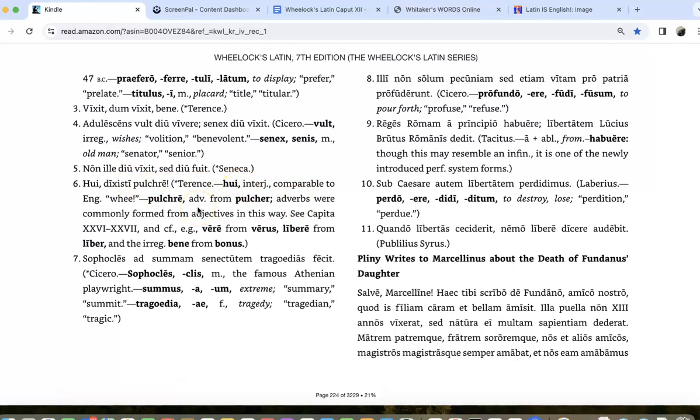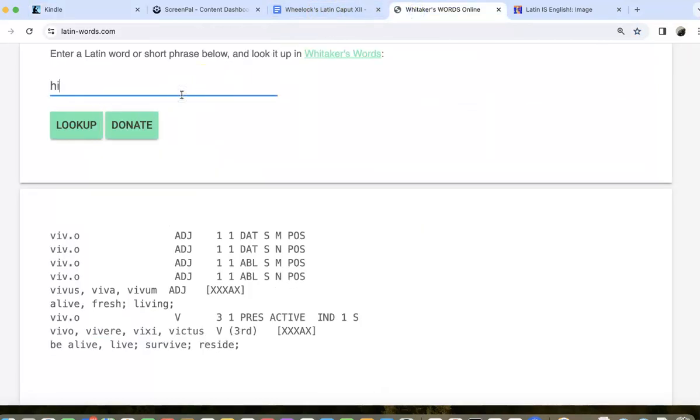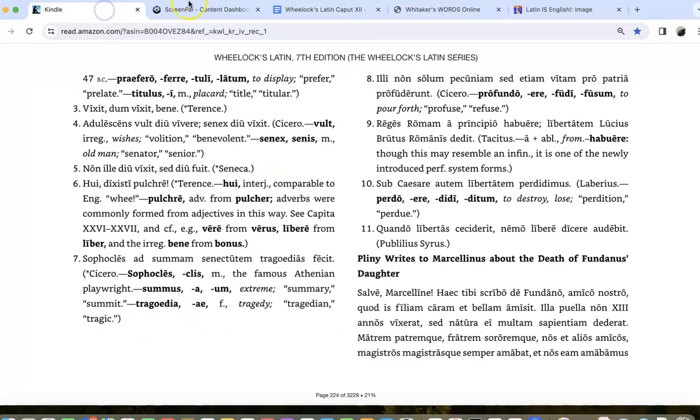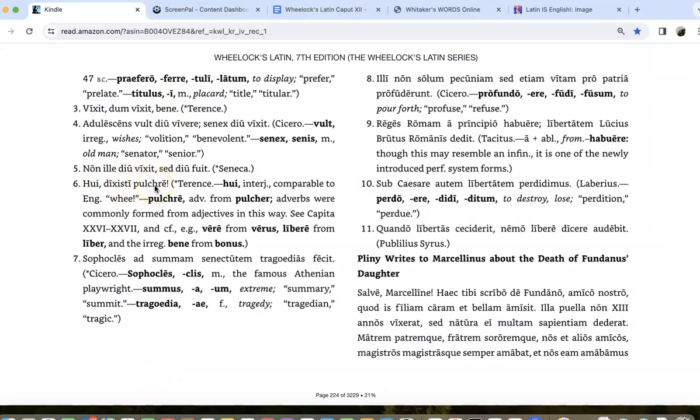Hui dixisti pulchre. So, I don't know if I like that translation. Do they give us any other options? That sounds a little bit too corny. So maybe wow. Wow might be a better possibility. So, wow, he said beautifully. So while he spoke beautifully. So his words were beautiful. So wow, or excuse me, you spoke beautifully. So wow, you spoke beautifully.